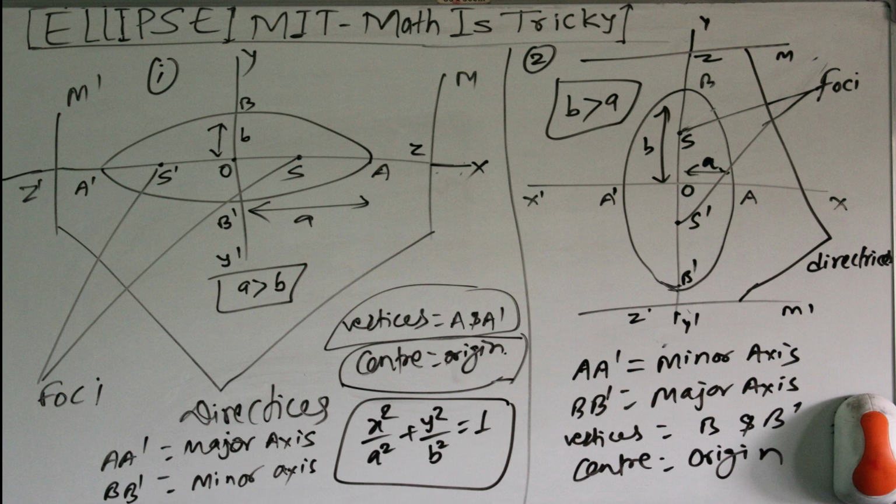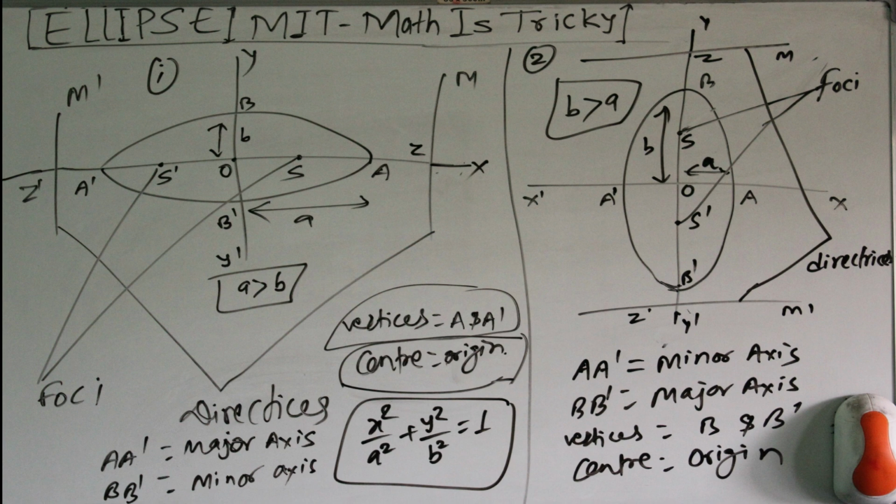Okay, now from the figure you can see that if a is greater than b, a dash represents the major axis, and b dash represents the minor axis. Similarly, if b is greater than a, then a and a dash will give the minor axis, and b and b dash will be the major axis. So vertices will be b and b dash, center will be origin. And in the case where a is greater than b, vertices will be a and a dash, center will be origin.